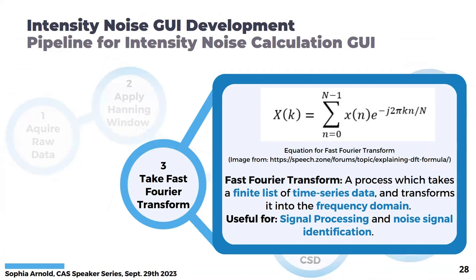Now, the fast Fourier transform, many of you probably know what this is, but I'm still going to tell you. A fast Fourier transform is a process which takes a finite list of time series data and then transforms it into the frequency domain. And it is extremely useful for signal processing and noise signal identification, both of which I used in this project.